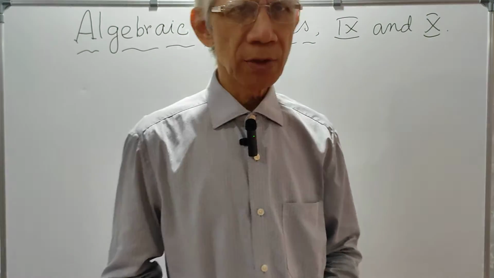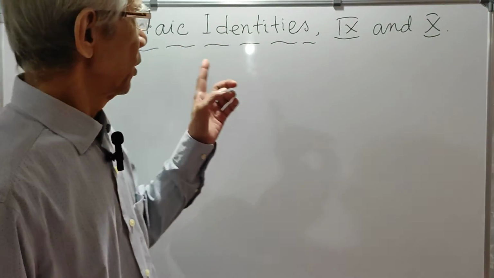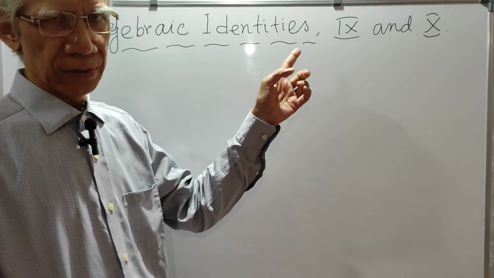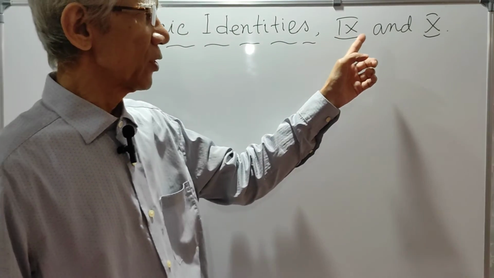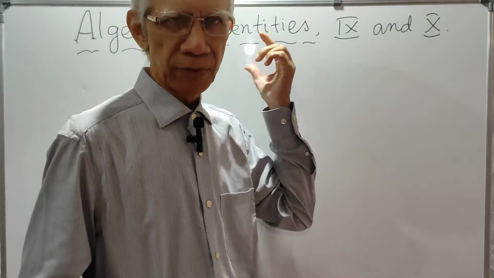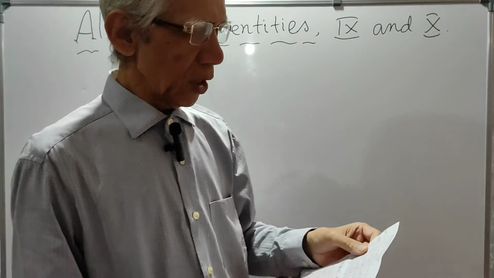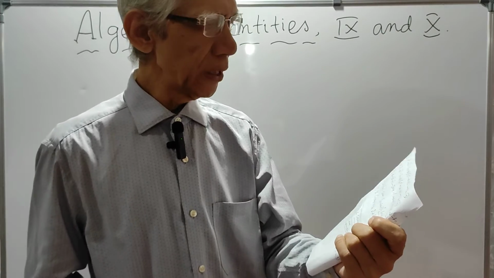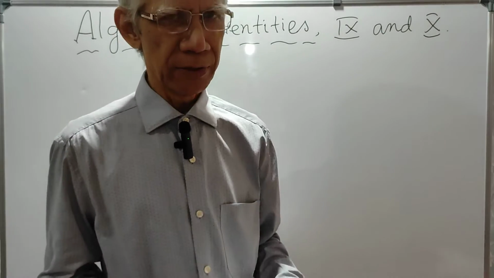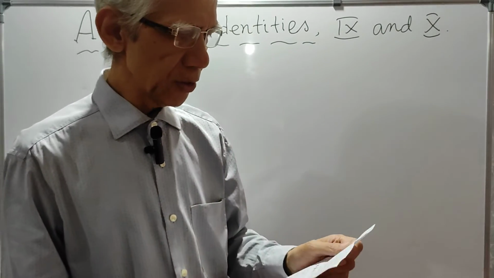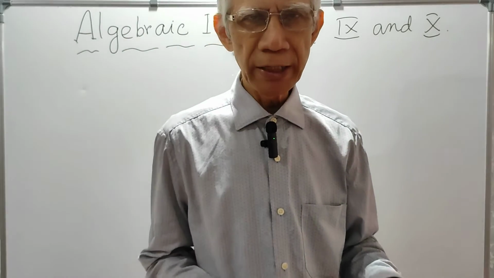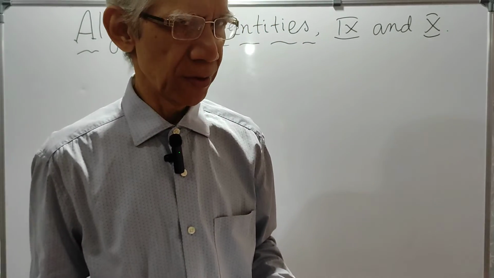My dear students, today I am going to discuss algebraic identities. These are necessary for classes 9 and 10. Even a few of them are necessary for class 8 also. Altogether, there are 15 algebraic identities. So I am going to discuss these, the concept, and then one or two examples.